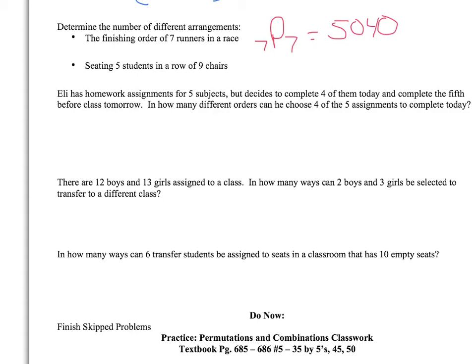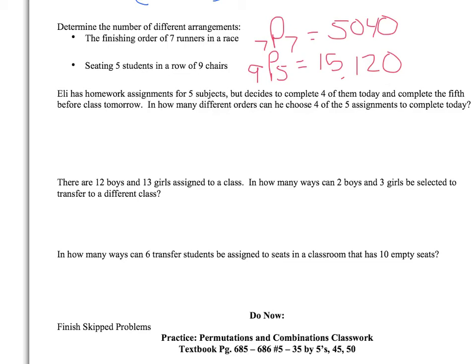So I'm going to say yes, order matters. The total number I have is 9 chairs. And since order matters, I'm going to use a permutation again. But I want to only order 5 of them. So 9P5, type it in your calculator, you get 15,120.